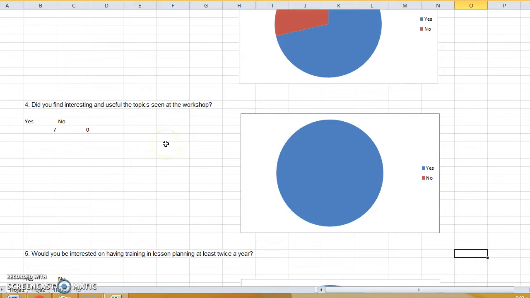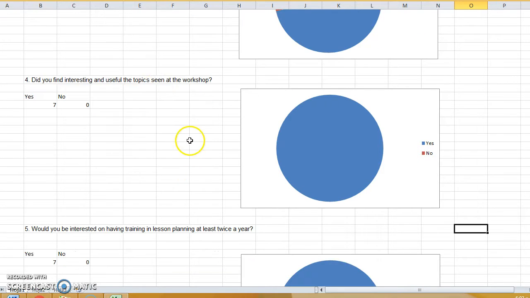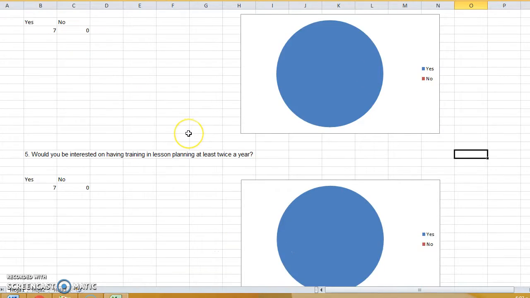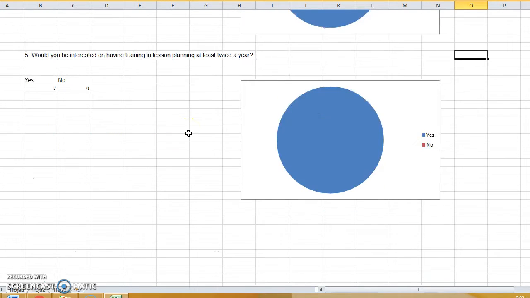Did you find interesting and useful the topics seen at the workshop? 7 said yes and 0 said no. So this is very important because this is how I know that this workshop was really useful for them, and they are actually going to apply it after.